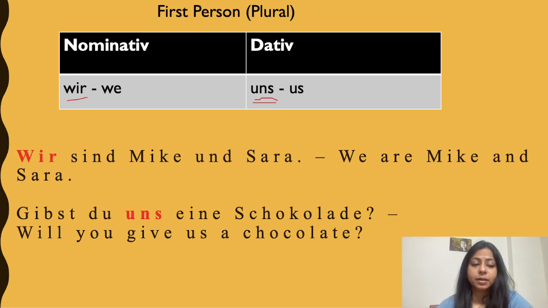So again, gibst du uns. So the dative personal pronoun for wir is uns. So du here is nominative, eine Schokolade is accusative, and uns here is the dative object, and for wir the dative personal pronoun is uns.